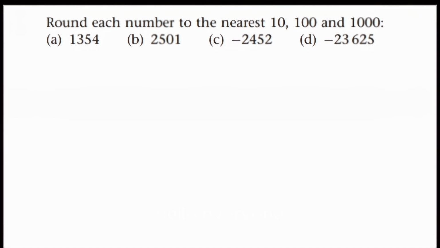Hello everyone, today we round each number to the nearest 10, 100, and 1000 place. 1354 to the nearest 10: 5 is in the 10 place, 3 in the 100 place, 1 in the 1000 place.